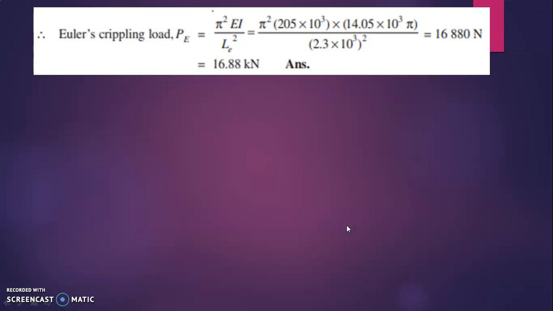Okay. Now you can use the formula directly. Euler's crippling load PE is equal to pi square EI divided by LE square. So pi square, E is 205 into 10 raised to 3, into I, substitute the I value, divided by 2.3 into 10 raised to 3 whole square, LE square. So you get this answer: 16.88 kilonewton or 16.88 into 10 raised to 3 Newton.